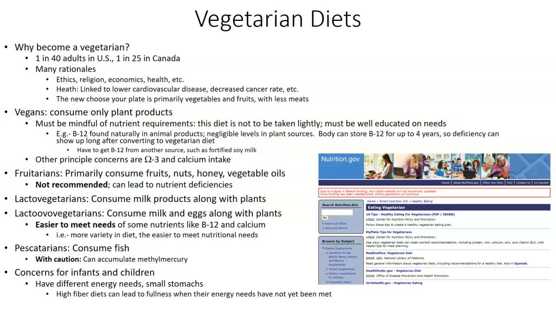That's someone that only consumes fruits, nuts, honey, vegetable oils. You're missing a lot of different food groups, and you're going to have nutritional deficiencies with that. Lacto-vegetarians, these people are going to consume milk products along with plants. You're getting where you need to go.